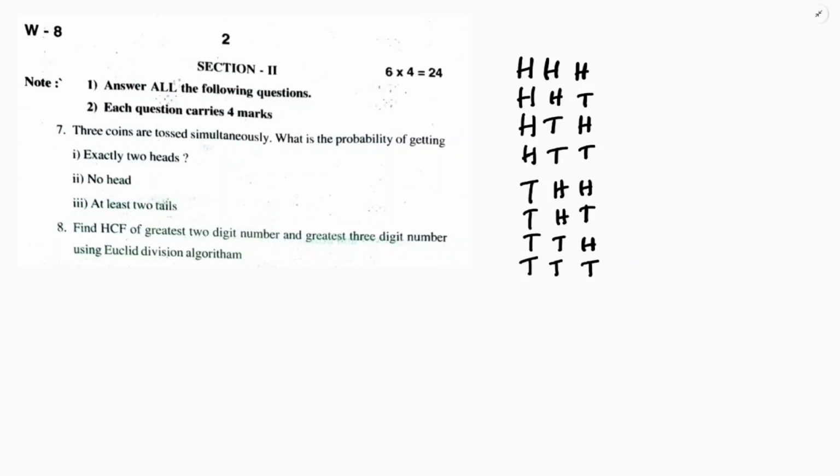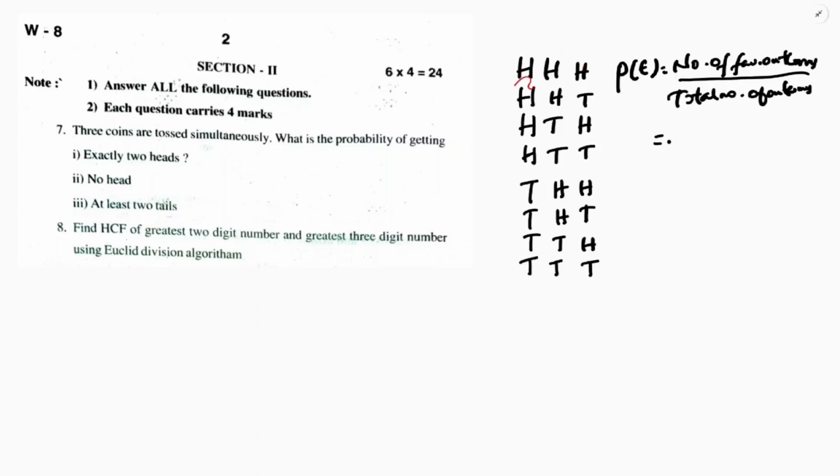So what is the probability of getting exactly 2 heads? The probability of an event is the number of favorable outcomes by the total number of outcomes. So here the question is, what is the probability of exactly 2 heads?